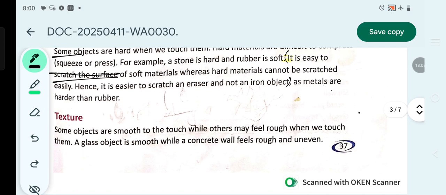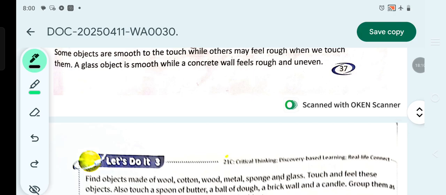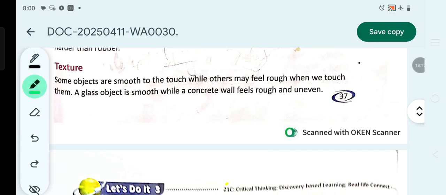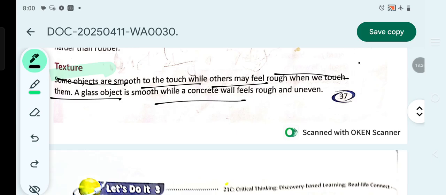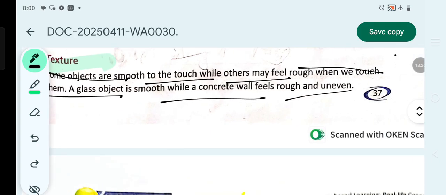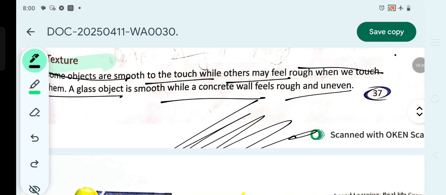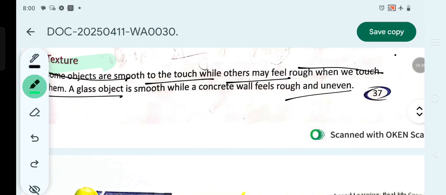Now, texture. Some objects are smooth to the touch, while others may feel rough. A glass object is smooth while a concrete wall feels rough and uneven. Like suppose you touch a mobile screen. Here is a mobile screen, and if you touch it, it appears to be very smooth.